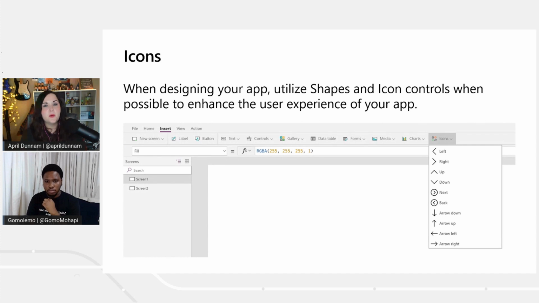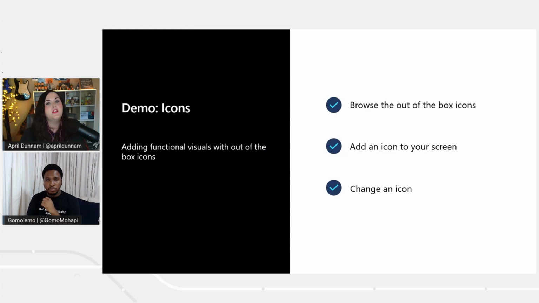We have lots of out-of-the-box icons that we can actually use for our Power Apps Canvas app right out of the gate. These are really great if we want to do things like adding shapes, or moving between screens in our application. If we want to have a back and forth to navigate between screens, icons are really great for that. So why don't we jump back over to the demo and see what out-of-the-box icons we get, how we can add those, and how we can change those to add some more functionality to our apps. Would you like to walk us through that?